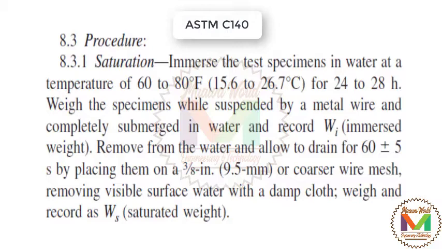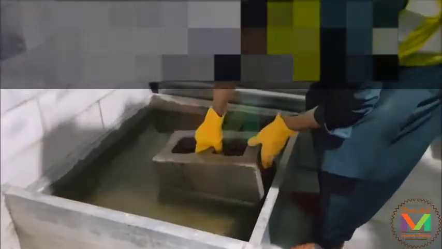Now what we need to do is remove these samples from the water and allow them to drain for 60 to 5 seconds, and after that we will count that as the saturated weight. We will remove the visible surface water with a damp cloth, and we will record the weight. We will count it as a saturated weight.